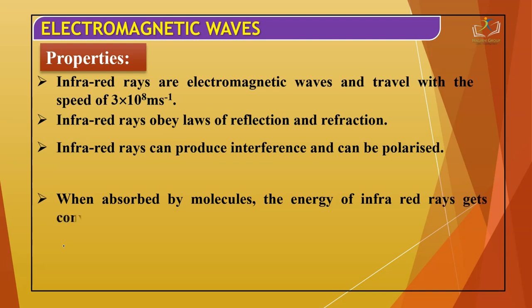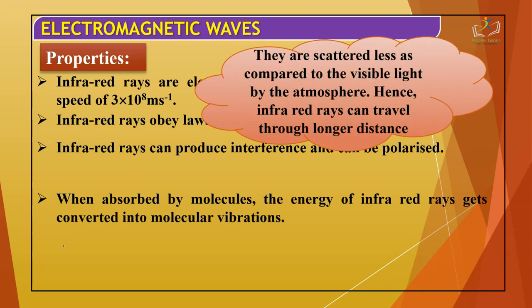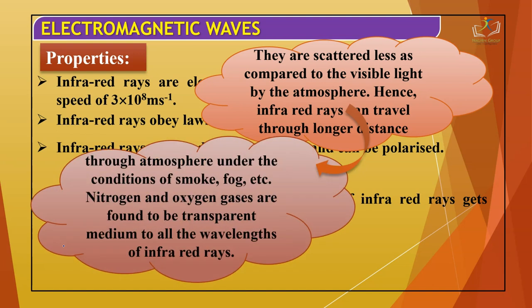When absorbed by molecules, the energy of infrared rays is converted to molecular vibration. They are scattered less than visible light by the atmosphere. Hence, infrared light can travel long distances also. So we can say that in conditions of smoke, fog, etc., the atmosphere's nitrogen and oxygen gases are found to be a transparent medium for infrared rays.